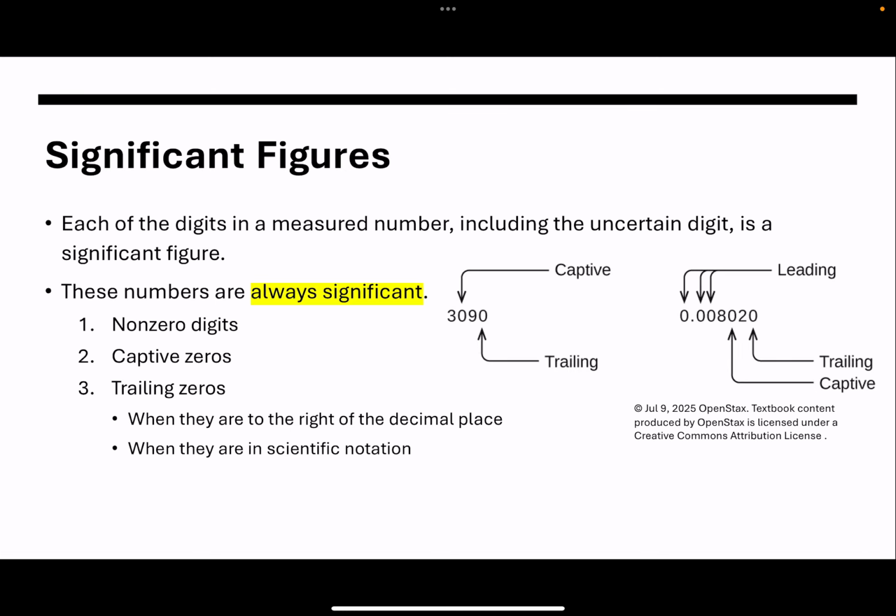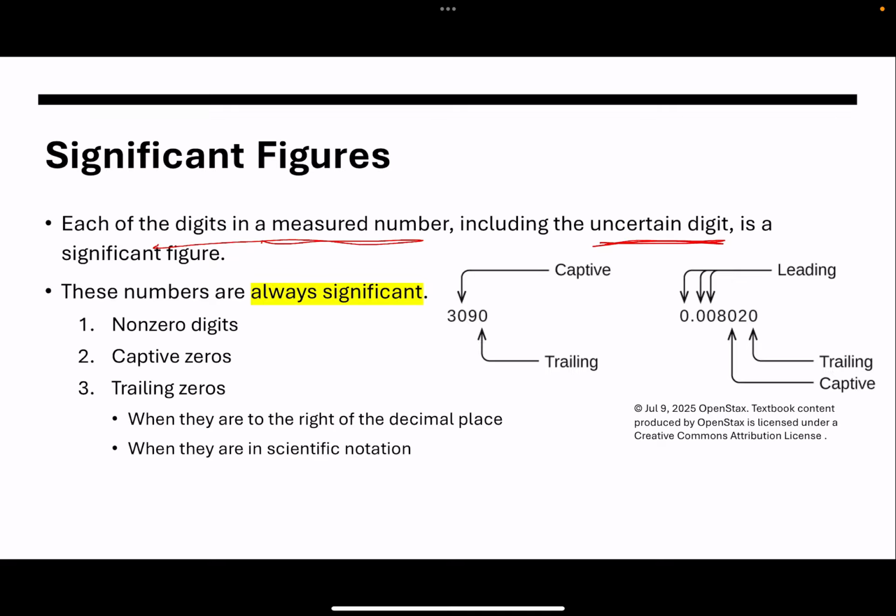So with significant figures, each of the digits is a measured number, including the uncertain digit, and each of those is a significant figure. So the ones that we are absolutely sure about and the one that we estimate at the end, these are all significant figures. Now, there are certain rules for significant figures, and a lot of students find these hard to remember. But I promise that the more you practice this and the more you think about it, the easier it gets.